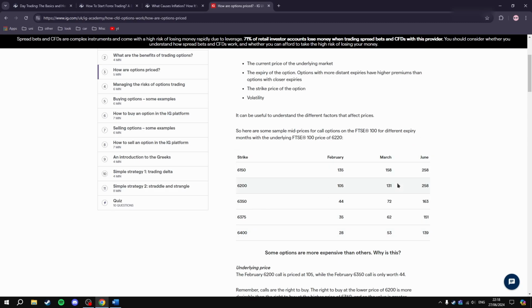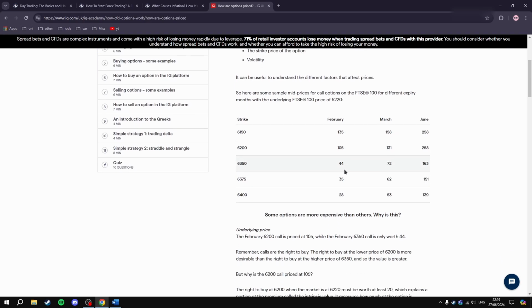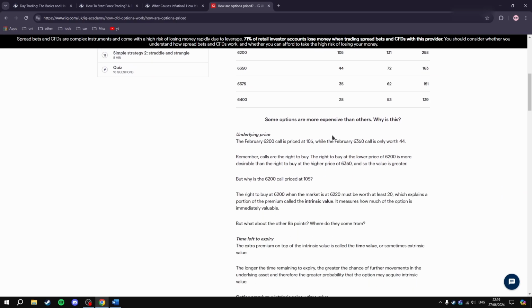If you did guess 6150, then you would have paid more than for 6400 because it's easier to hit 6150 than it is to hit 6400, so the premium is going to be higher. And everything else is in between. Okay, so some options are more expensive than others.